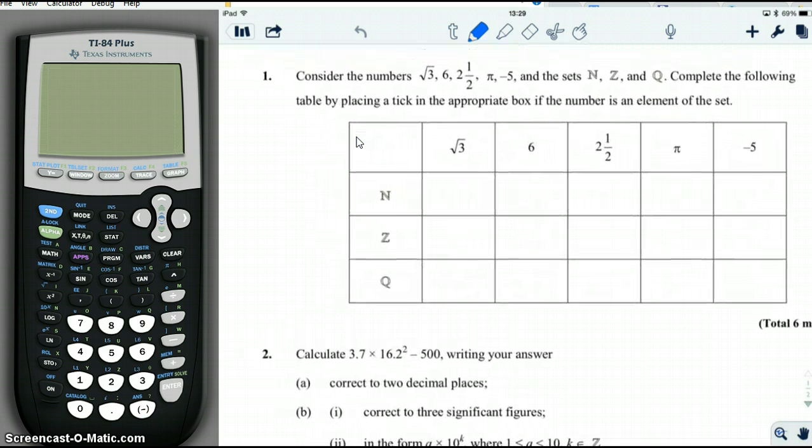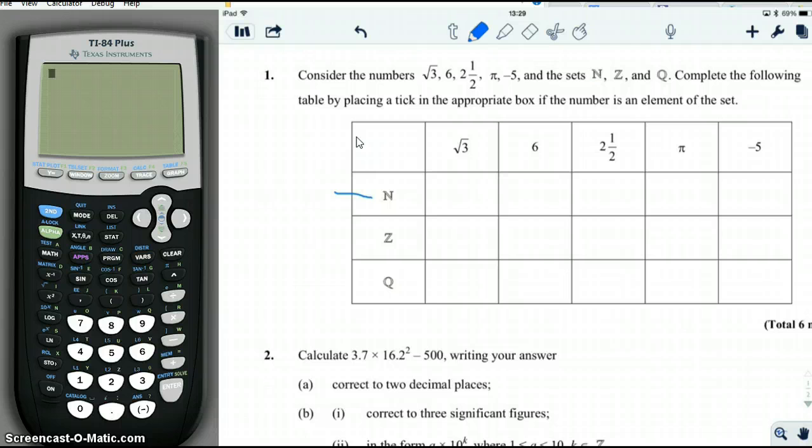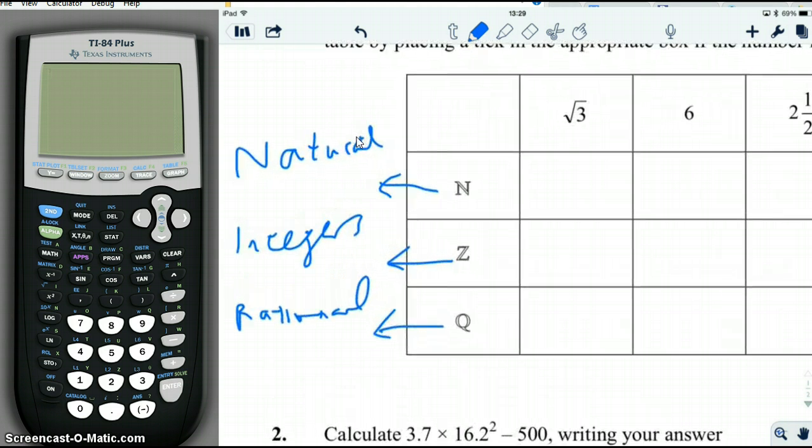First, let's remember what each set is, and hopefully you have a way of remembering these. N is not so hard, right? Natural numbers. Z is integers. And Q is rational. And remember, R is real, it's not rational. Okay, so what's an example of a natural number?